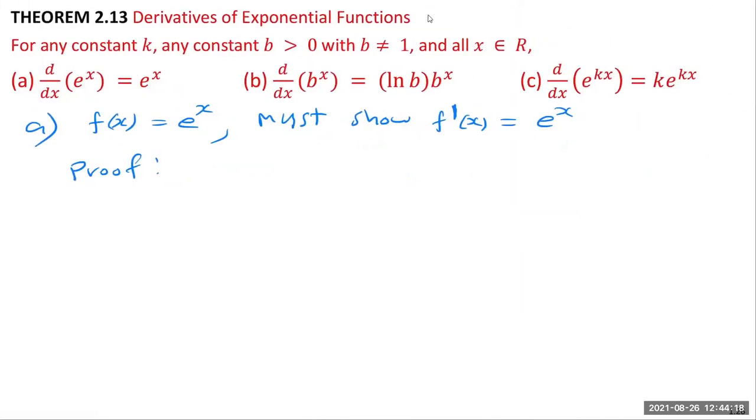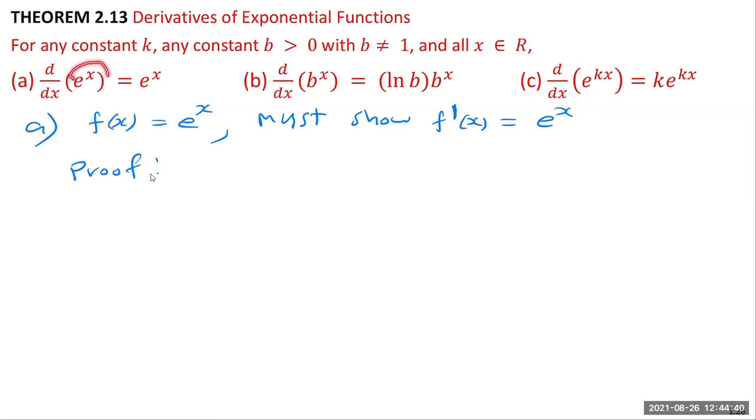All right, I want to start with Theorem 2.13, derivatives of exponential functions. Okay, here is the statement of the theorem. For any constant k, any constant b greater than 0 with b not equal to 1, and for all x in R, we have this differentiation formula.